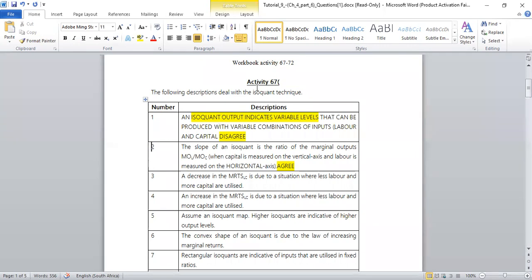Isoquant output indicates variable levels that can be produced with a variable combination. So it has to be the same output. When it comes to this one, we agree that the statement is true. Nothing's wrong. But in your tutorial question, there was an error.